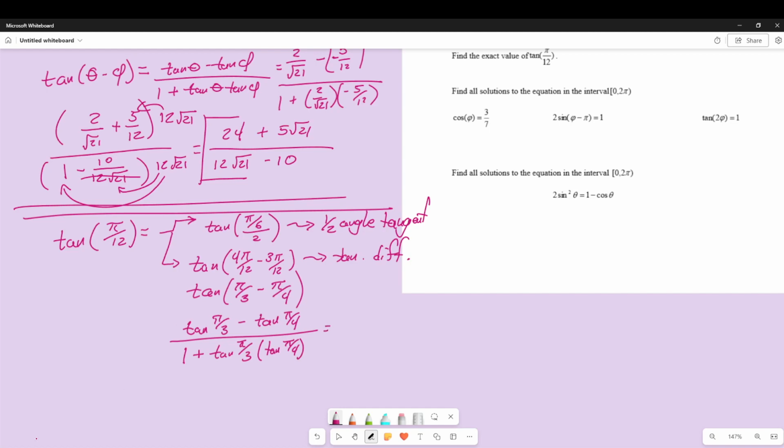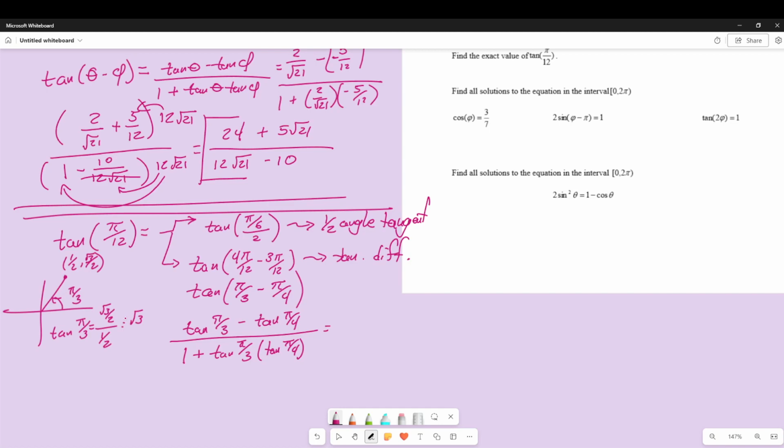So tangent of pi over 3, it might help to draw our diagram. Tangent of pi over 3, up here at pi over 3 we have an x value of 1/2 and a y value of the square root of 3 over 2. So the tangent is going to be the square root of 3 over 2 over 1/2, which will simplify into simply the square root of 3, which is nice.